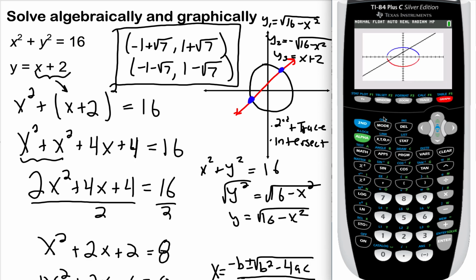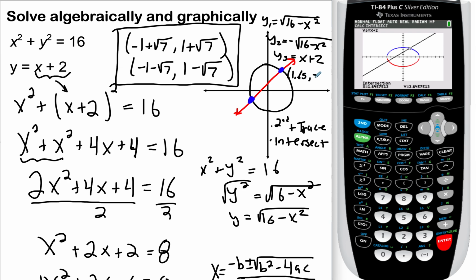I'm going to go ahead and do that intersect one more time. First curve, second curve, navigate to the black graph, guess. Okay, I'm going to come back over here and round to the nearest hundredth. So we're going to write 1.65, 3.65. Notice how this is 2 more than this, because it's literally x plus 2. The y is 2 more than the x, so that's what we should get.